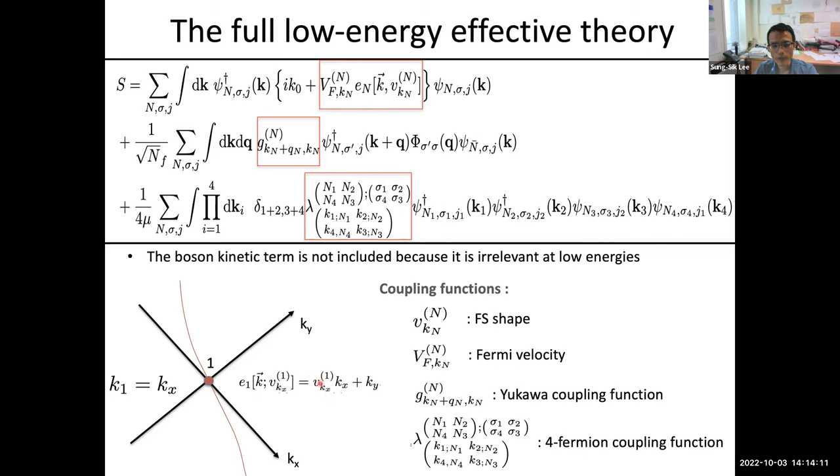But now, this little v, the nesting angle, is a function of kx. So kx, near hotspot one, is a momentum that labels different points on the Fermi surface. With the momentum-dependent nesting angle, this in general describes some nonlinear Fermi surface. So that's the generalized kinetic term.